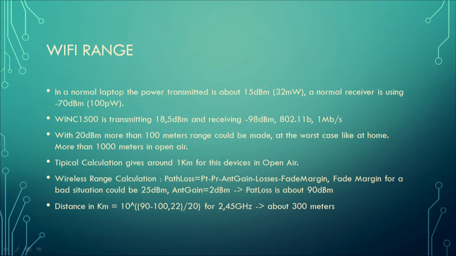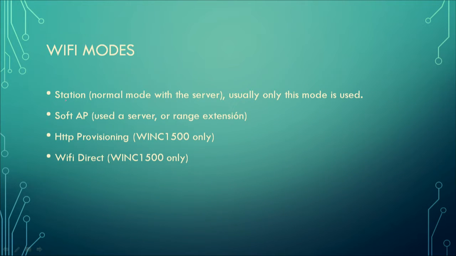The Wi-Fi range that these devices have is more or less the same as a laptop. If a laptop reaches 100 meters, this could be the same or more. You have the calculations here if you would like more information. For the Wi-Fi modes, the normal thing is that this is a client, a station, but it can also be used for range extension. These devices can also be used as an access point, which means we could connect one with the other and extend the range, because we can resend the message to the following one.